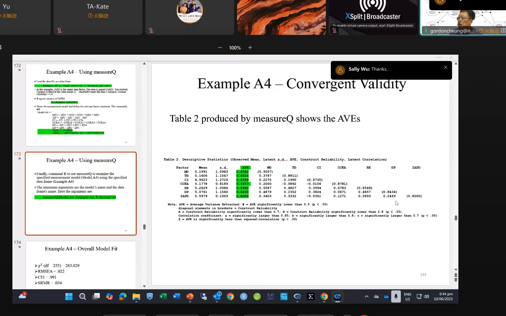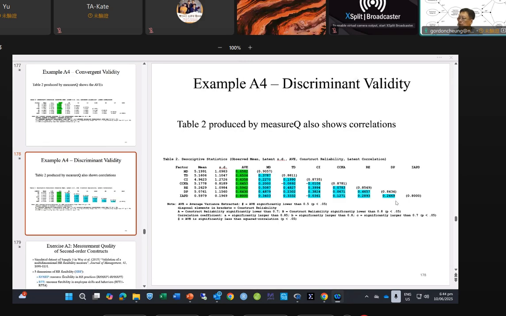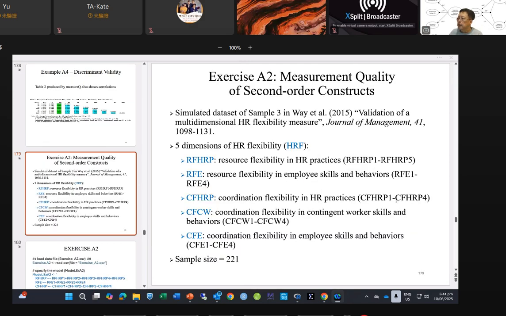Okay, now we have 3 more examples today. Slide 179. Okay. This is an example of second-order constructs. So some of you asked about second-order constructs. It is a paper that we are trying to develop a scale. I repeatedly remind you, don't develop your own scale.